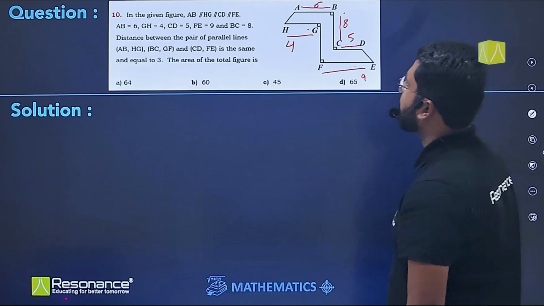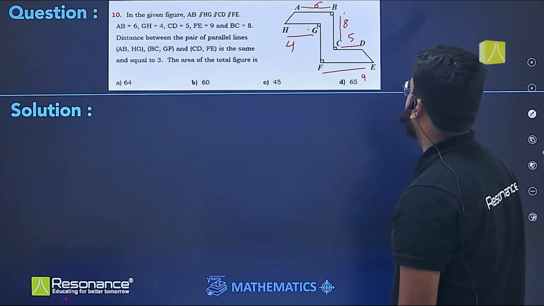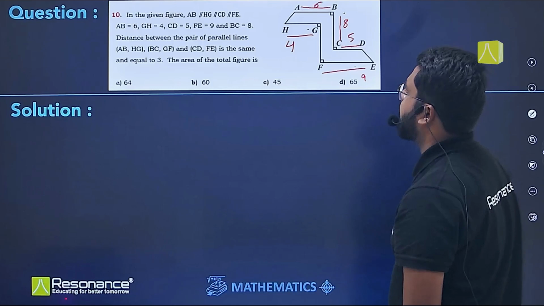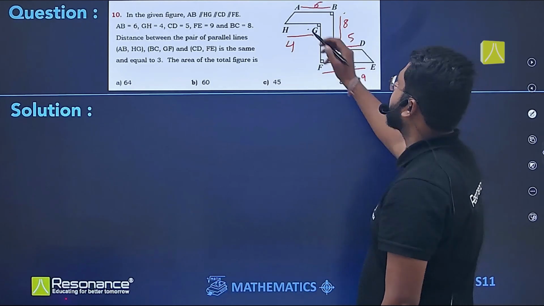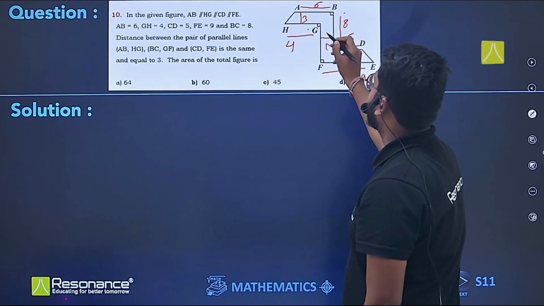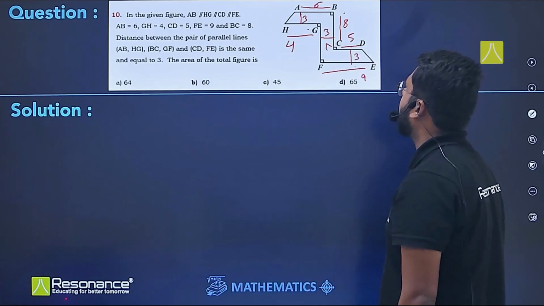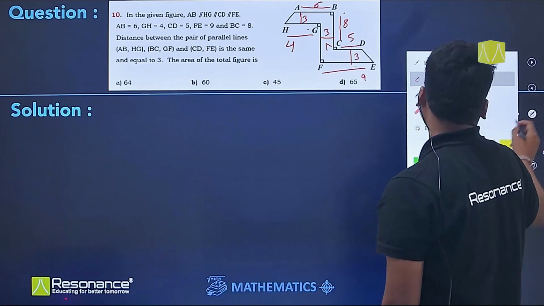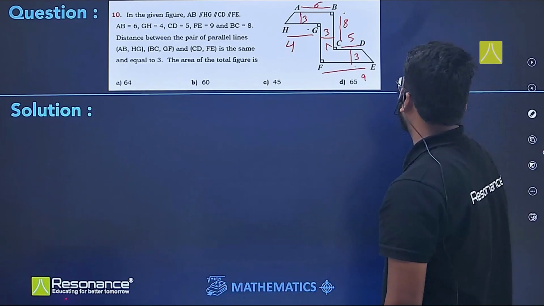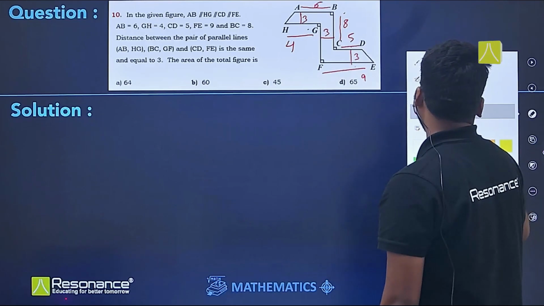Distance between the pair of parallel lines ABHG, BCGF and CDFE is same and equals to 3. This means this is 3, this is 3 and this is also 3. This is given in the question. Then we have to find the area of the total figure.